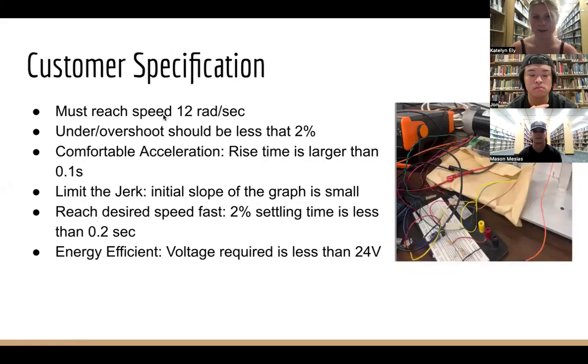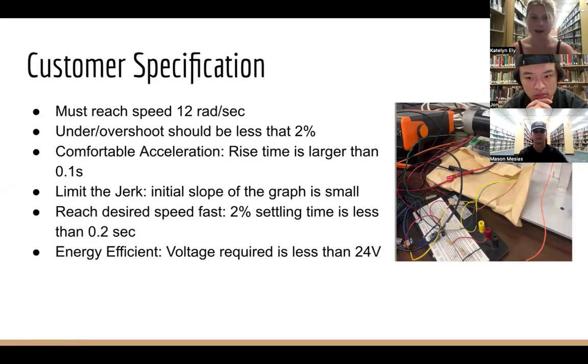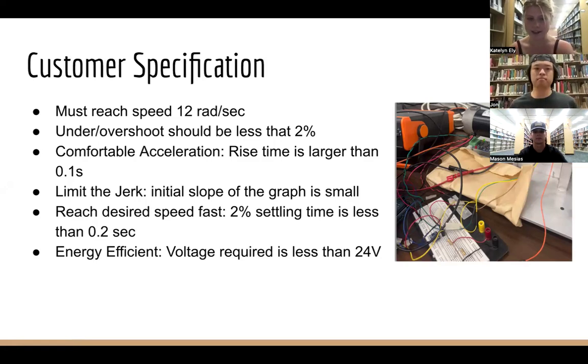So here are the customer specifications for this lab. The device must reach a speed of 12 radians per second. The under or overshoot should be less than 2%. There needs to be comfortable acceleration, meaning the rise time is larger than 0.1 seconds. The controller must limit the jerk, meaning the initial slope of the graph is small. It must reach desired speed fast, meaning 2% settling time that is less than 0.2 seconds, and the controller must be energy efficient, meaning the voltage required is less than 24 volts.